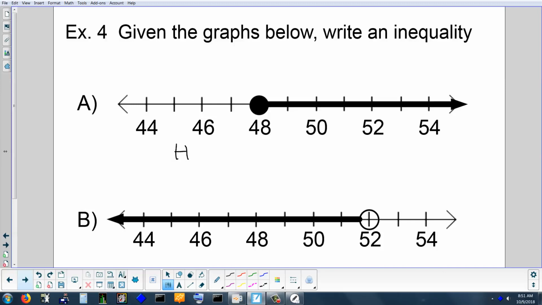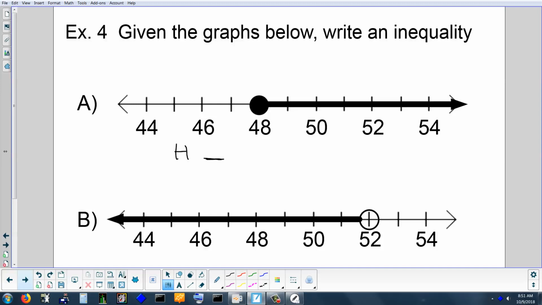And now I'm going to look and try to decide on my sign. That's where you look at the circle. Is the circle open or closed, and what's the direction? Circle and direction. So, is the circle open or is it closed in A? Closed. That tells me whatever symbol I use, it has the line under it. It has the equal to. Now I have to look at the direction.